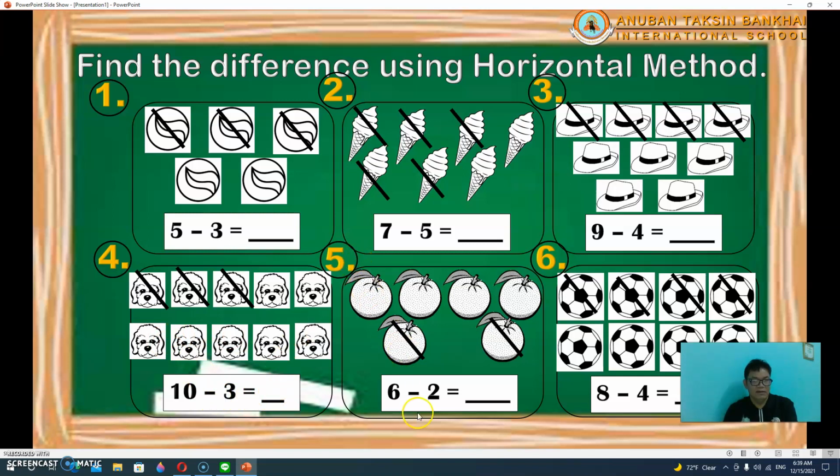Okay. 6 minus 2 equals how many? 6 minus 2, 1, 2, 3, 4. Okay, 4. Okay, what are these? Balls. Okay, how many balls are there? 8. Correct. Minus 4. 1, 2, 3, 4, 5, 6, 7, 8. Minus 4. 1, 2, 3, 4. So your answer is 4. So 8 minus 4 equals 4.